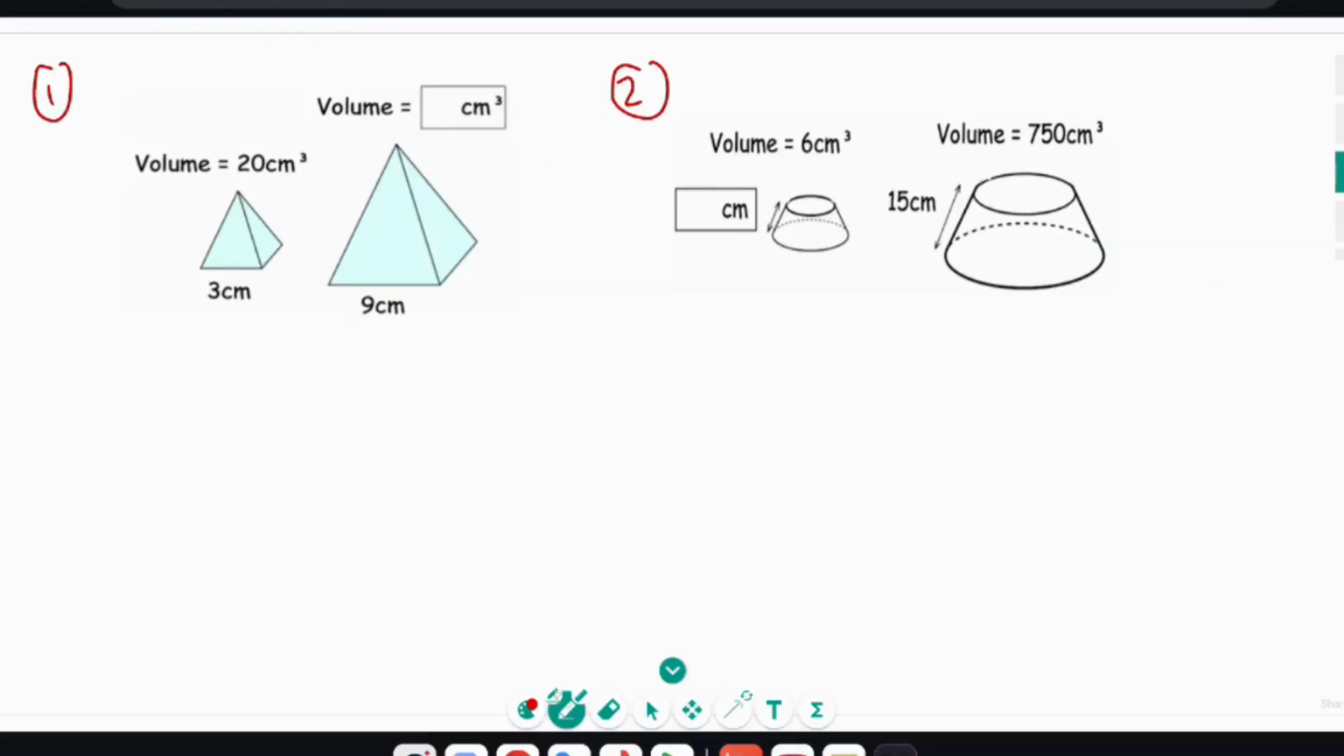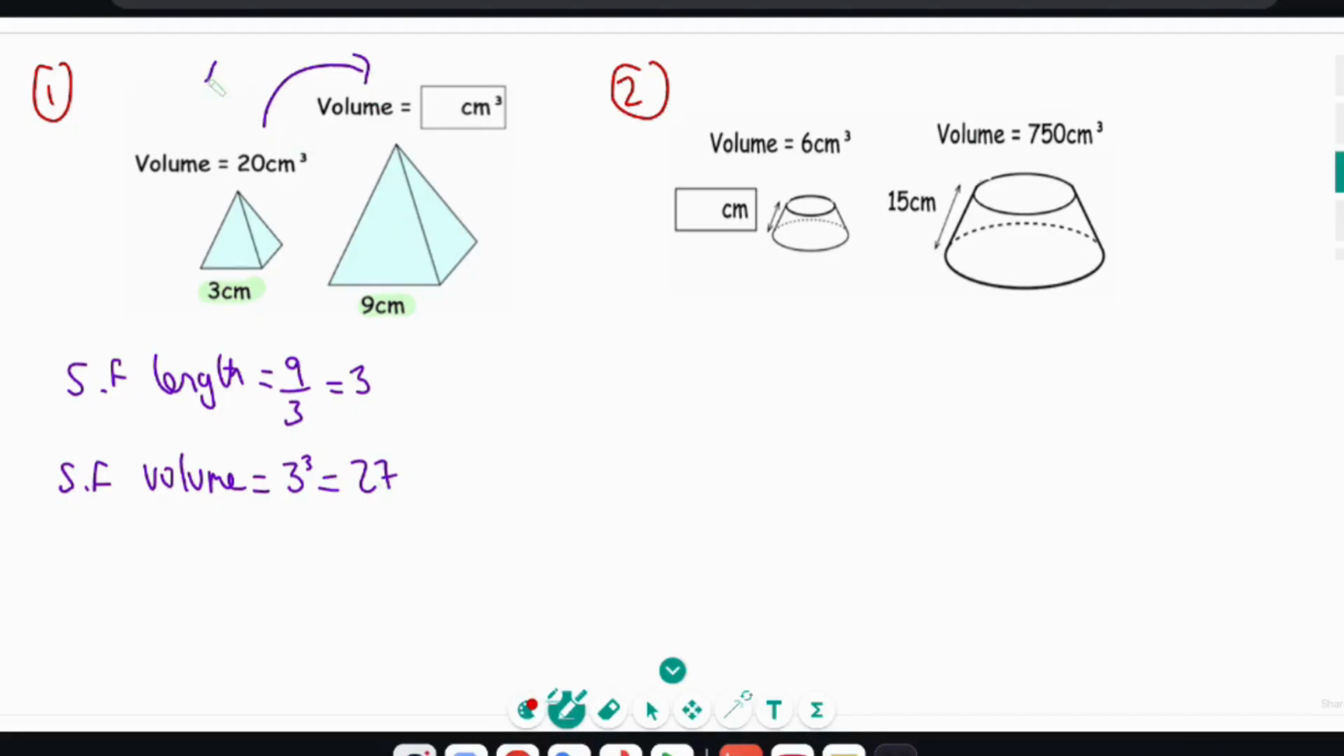Now let's look at 2 examples, and then you can have a go at some yourself. So what information do we have here? A length and a length, so we can find the scale factor for length. Okay, scale factor for volume. Well, we cube the scale factor for length. Smaller shape to the bigger shape. So 20 times 27 is 540.